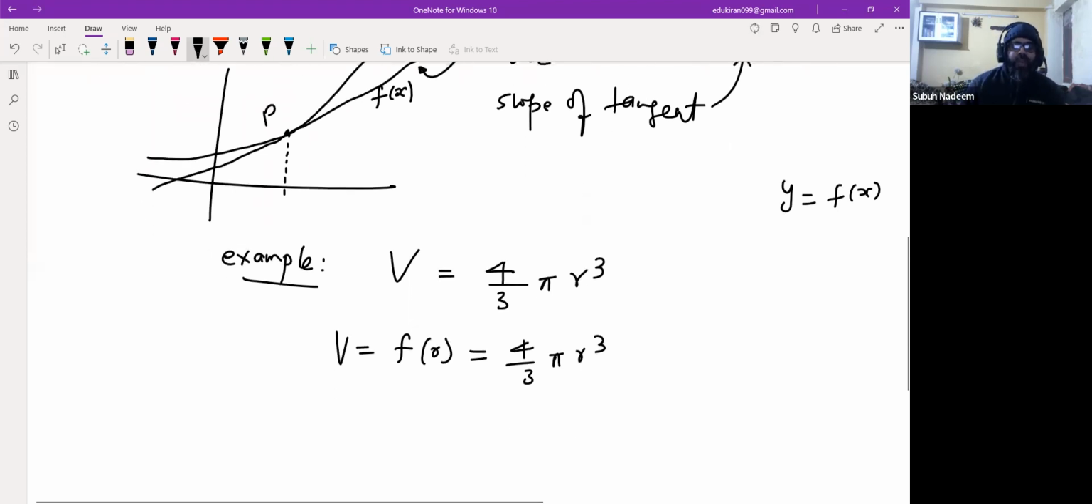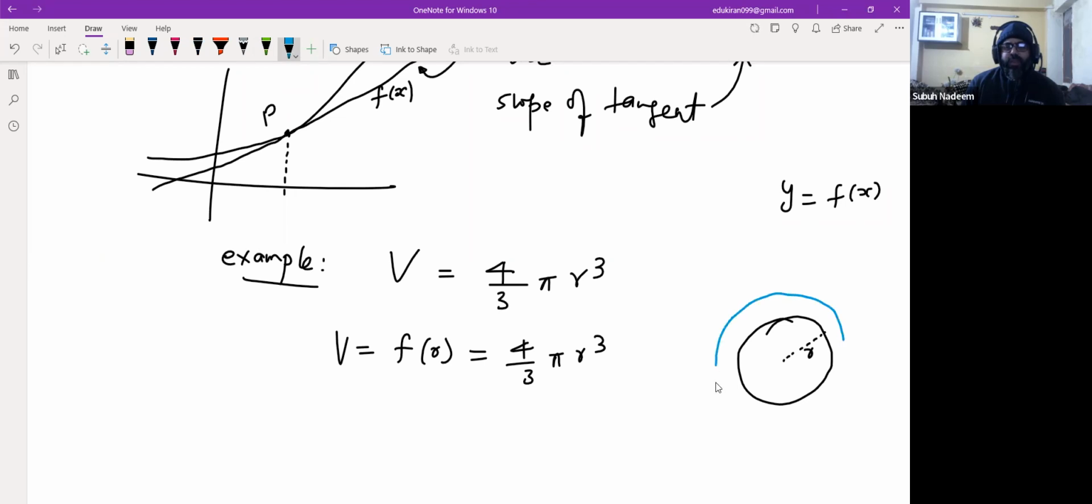Now, if someone asks you what is the rate of change of volume, as the radius changes, suppose the sphere is right now having this radius, and after some time its volume will increase or decrease, whatever will happen, so the radius will also change. So the change in volume is dependent upon change in radius. So what is the rate of change of volume?